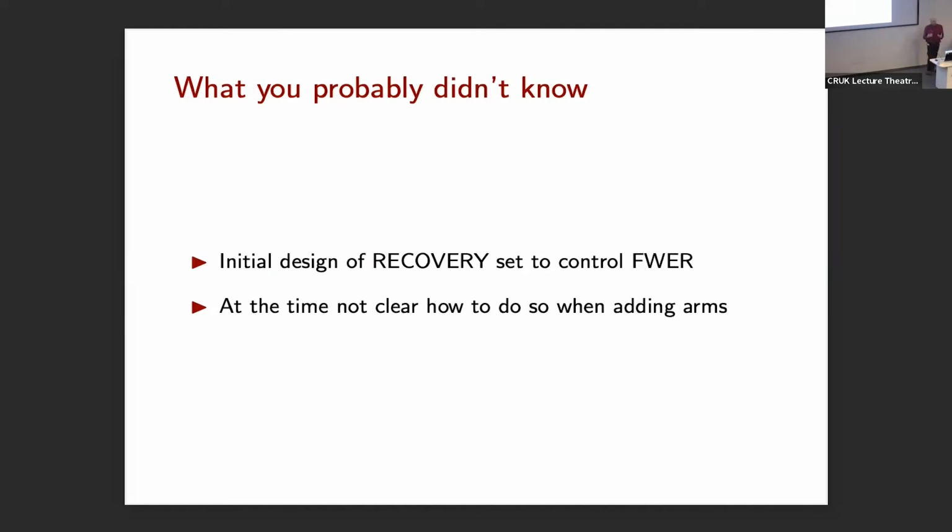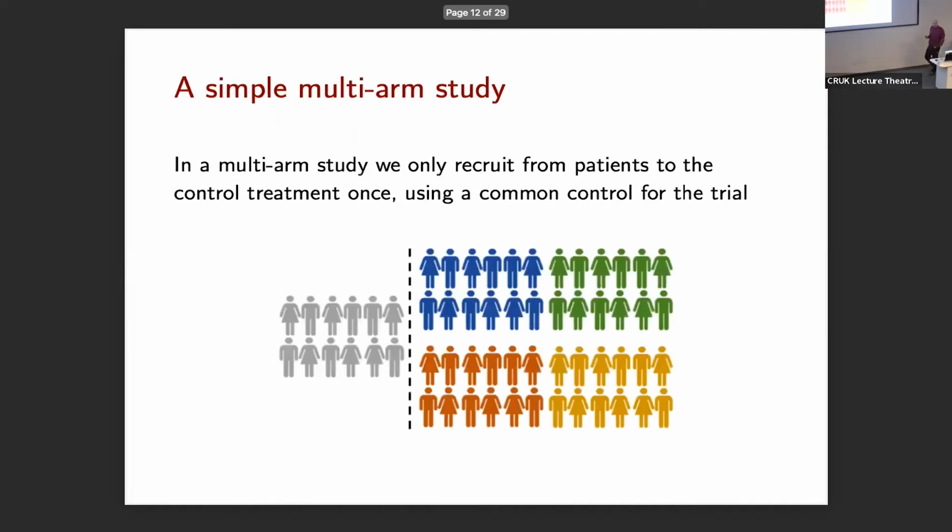Okay, so the goal here now is to think about, now that we had a bit of time to think about it, can we actually set up a platform trial where we do know what the family-wise error rate is going to be, irrespective of adding treatments and removing treatments. So I'll go back and start off with a simpler version of a platform trial, a multi-arm study.